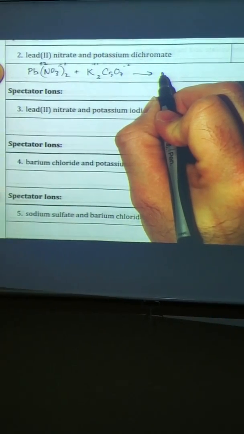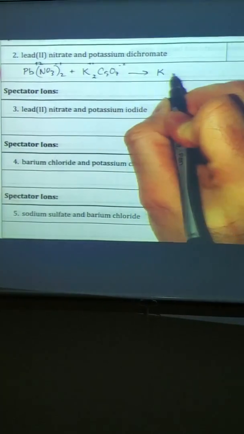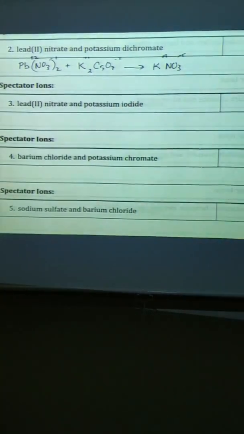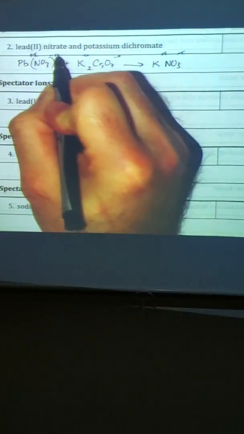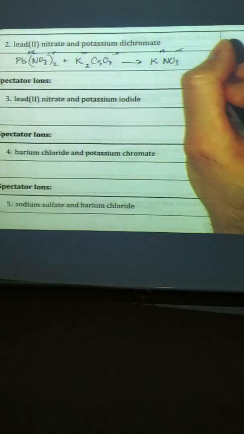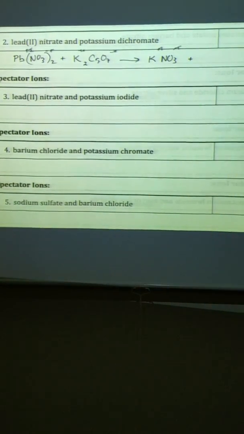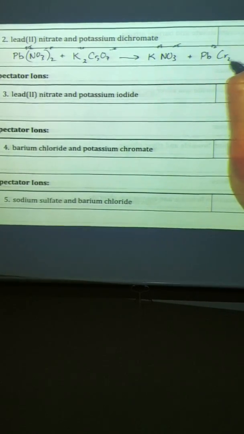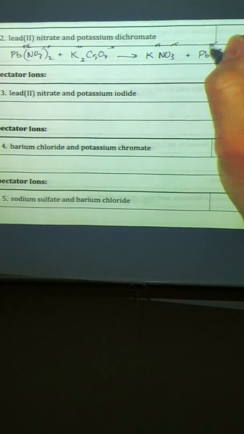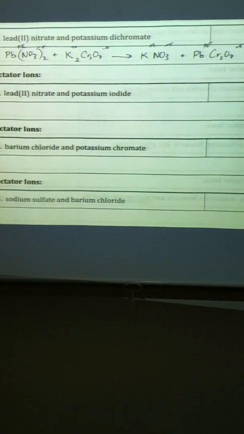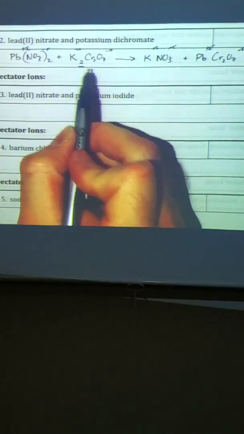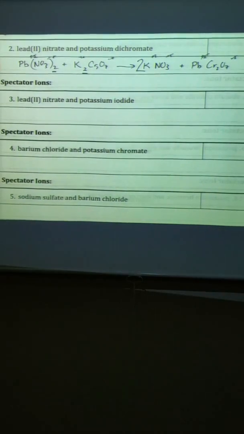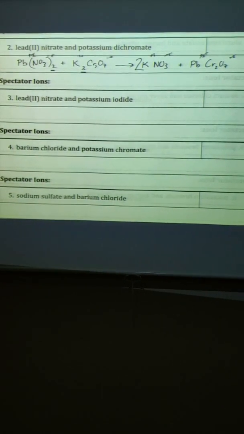You get potassium with nitrate, +1, -1, those cancel. Just like these cancel when they cross, and those cancel when they cross. What's left over is lead, which is a +2, and dichromate, which is a -2. That's also a perfect match. First thing I would do is balance it. Recognize that there's 2 potassiums and 2 nitrates, so we're going to need 2 potassium nitrates. So it is a balanced equation now.